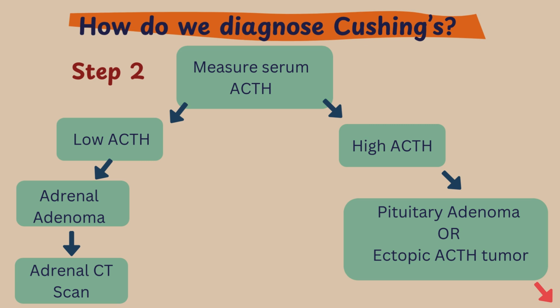If there's high ACTH, it indicates that it's either our pituitary gland that is in overdrive producing too much ACTH, or we have that ectopic paraneoplastic ACTH producing tumor, such as a small cell lung cancer or perhaps a different tumor. If we see low ACTH, we can then proceed with getting a CT scan of the adrenal glands to confirm and look for that adrenal tumor. If there's high ACTH, we proceed with the next test.